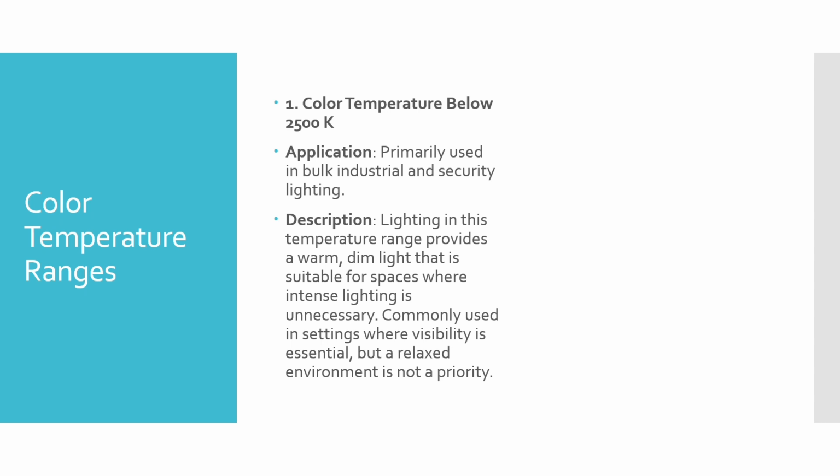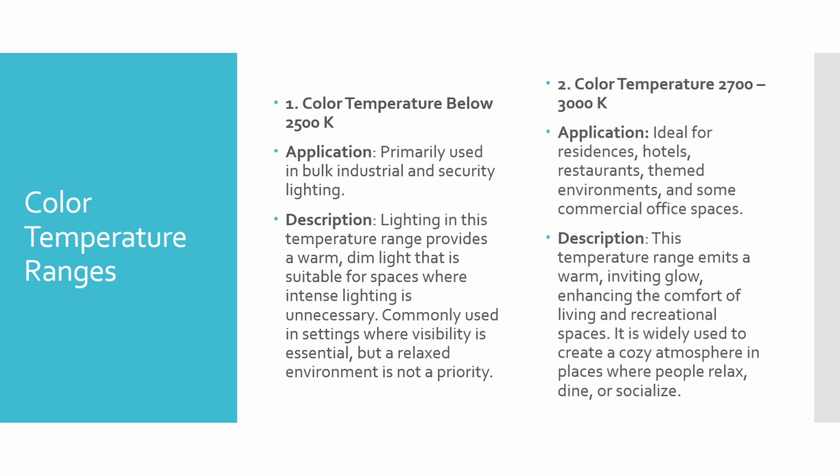Color temperatures below 2500 Kelvin produce a very warm, dim light giving off a soft, almost orange glow. This light isn't as bright as higher temperatures and isn't designed for creating a cozy or inviting environment. This lighting is typically used in industrial or security settings where very bright, intense lighting isn't needed.